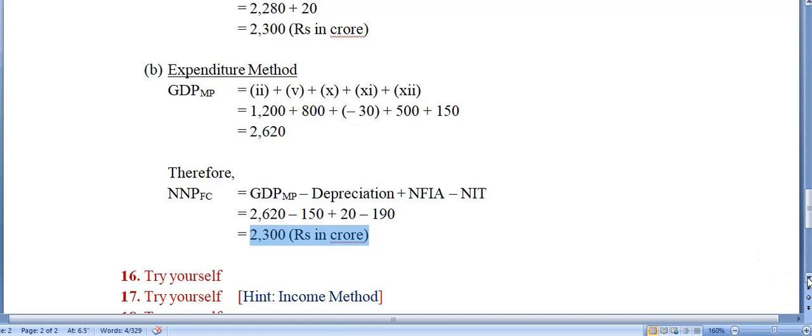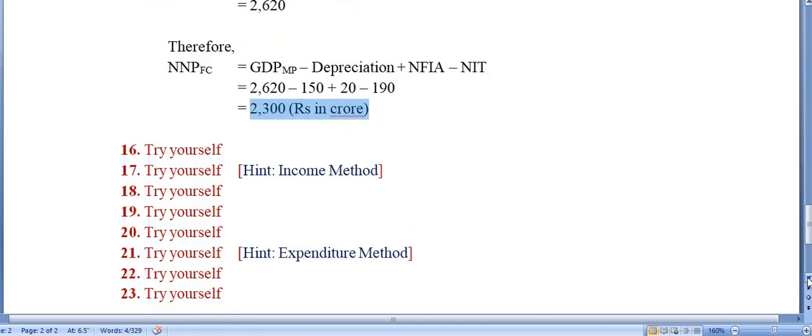Similarly, you can try questions number 16, 17, 18, 19, 20, 21, 22, 23. It is very simple, just apply the formula. If you have watched the video properly, you will understand how to draw the inferences between the different aggregates of national income. So we have covered national income, by the way. The entire section of national income is over. Now we will start with the income and employment section, that is aggregate demand, aggregate supply, propensity to consume, propensity to save and all.